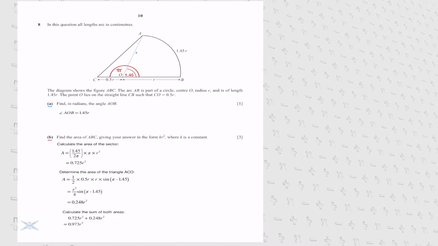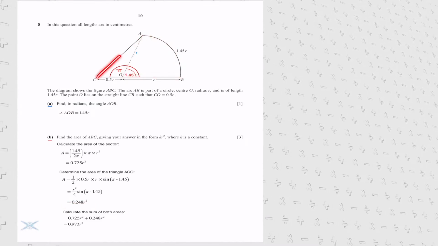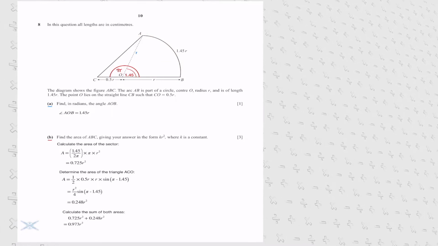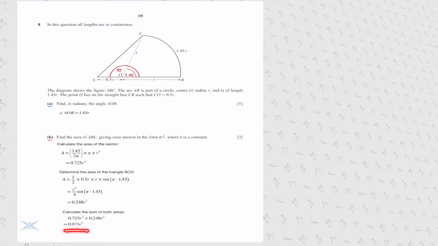And now, since we have calculated both portions of the area, we just need to add up our results in order to learn the size of the entire area ABC, which will lead us to the result of 0.973 r squared.